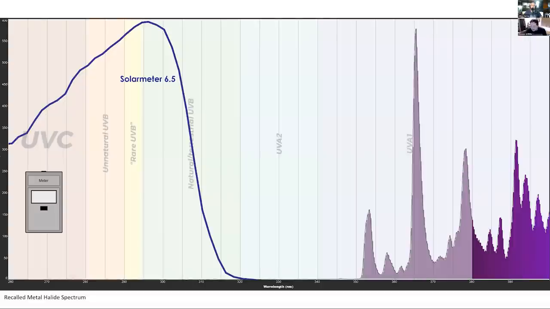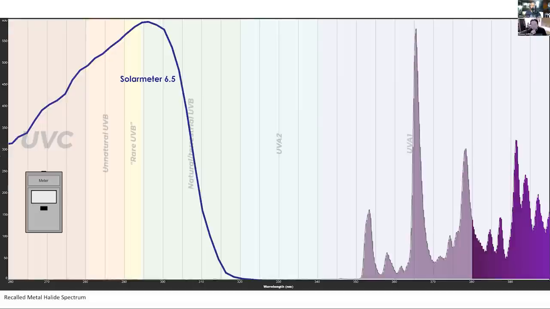And I'd tested this bulb a few months prior with my own meter, and I thought, oh god, here we go. Either my meter's broke or something's wrong, or my spectrometer's broke because my spectrometer's reading no UVB. So I bought two more solar meters, same again, and I messaged Francis and Serena and said, look, we need to do something about this.